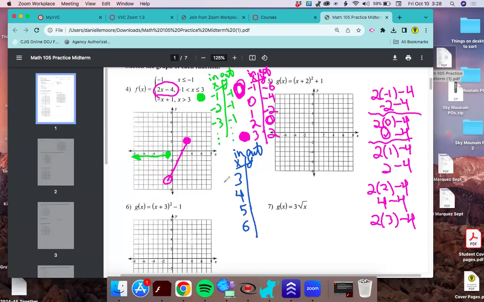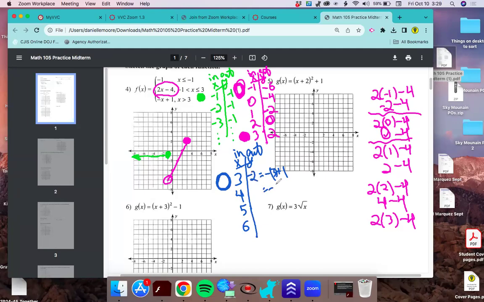This way you have your kind of start point. We call it a limit point. But do remind yourself that 3 doesn't count, so we're going to open circle that. And then, here we go. It's negative x plus 1 every time. So this would be negative of 3 plus 1. Negative 3 plus 1, that'd be negative 2.